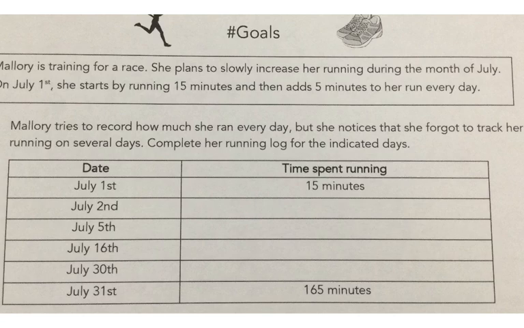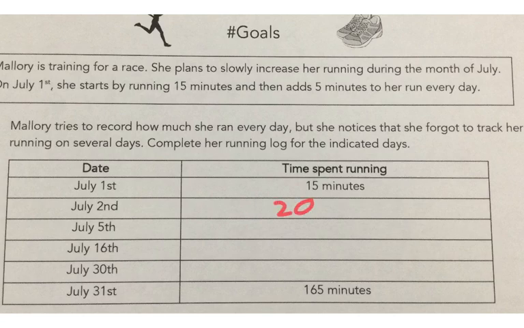Okay, so Mallory is training for a race. She plans to slowly increase her running during the month of July. On July 1st, she starts by running 15 minutes, and she adds 5 minutes to her run every day. Mallory tries to record how much she ran every day, but she notices she forgot to track her running on several days. Complete her running log for the indicated days. So on July 1st, she ran for 15 minutes. So how long would she have run on July 2nd?